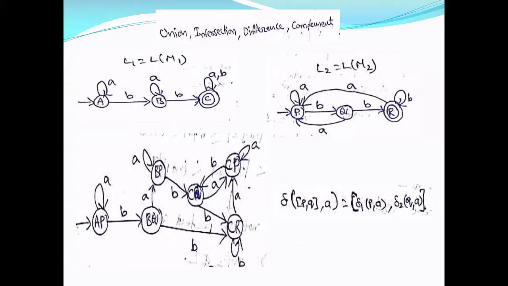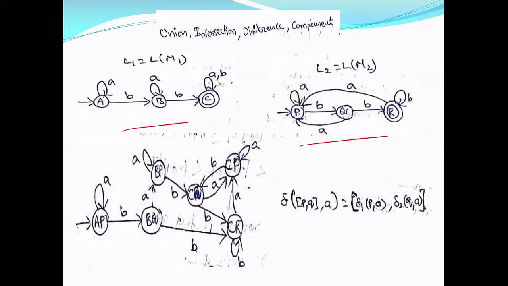So on the screen there are two DFAs. This procedure works only for DFAs, not for NFA or NFA epsilon. So we have two DFAs, M1 and M2, accepting the languages L1 and L2. Now let us not bother about what the languages are. L1 is strings containing AB as a substring, and the other one is strings ending with BB.